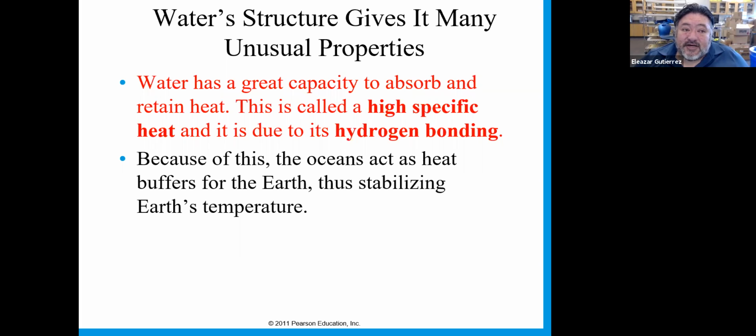Instead, water goes, meh. As a matter of fact, I'm going to help you along. I'm going to come onto the surface of your skin, and I'm going to evaporate and take that heat away from you. How incredible. So the high specific heat capacity of water is essential to keeping us and the earth buffered from the temperatures of the sun and the demands that we put on our bodies.